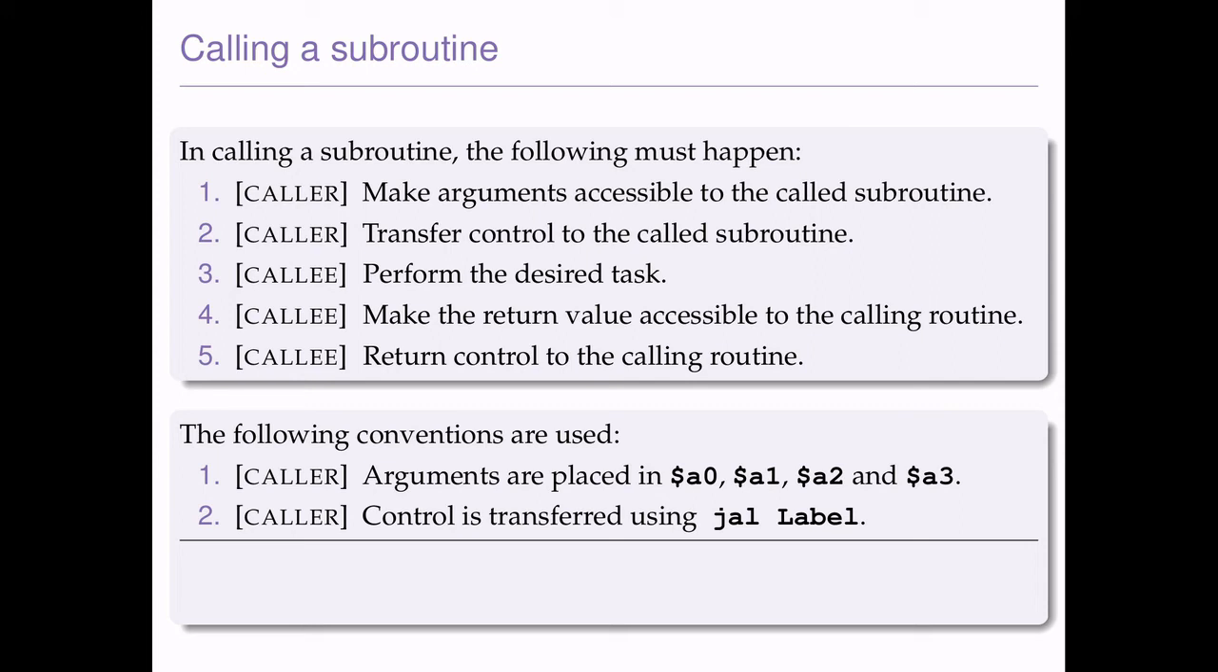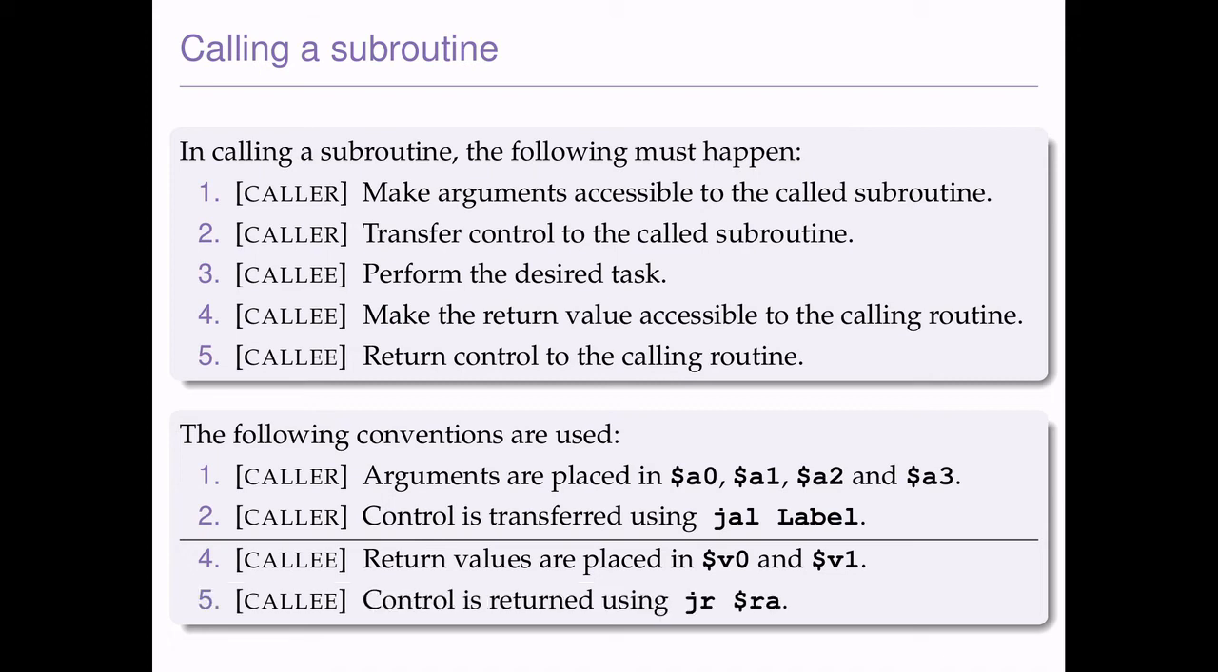What this does is it stores the program counter in a register and then gives control to the called subroutine. On the other side, the callee must place return values in v0 and v1. So we've used them for system calls mainly, but this is the convention for MIPS. When calling subroutines, it puts its return value in v0 and v1. Also, the callee has to return control using jump register.